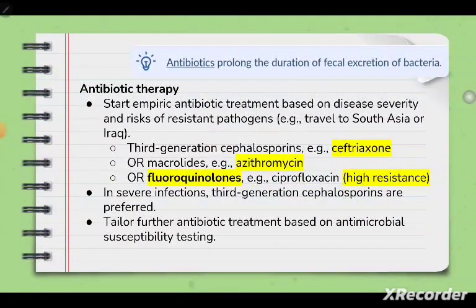If we come to the next slide, which is the choice of antibiotic, we should start empiric antibiotic treatment based on the disease severity and the risk of resistant pathogens such as traveling to South Asia or Iraq. And the antibiotics which are preferred in cases with typhoid fever are either ceftriaxone, which is a third generation cephalosporin, or azithromycin, which is a macrolide.